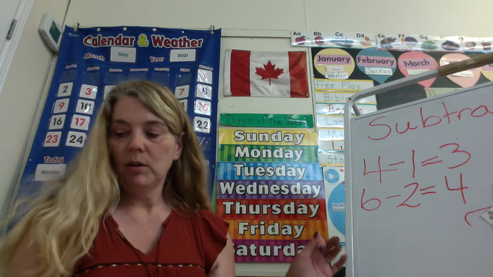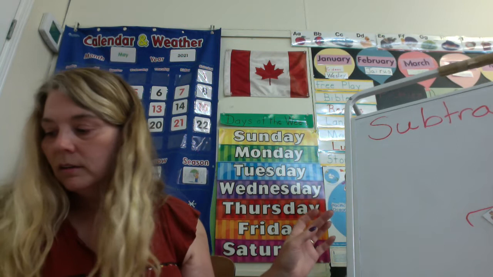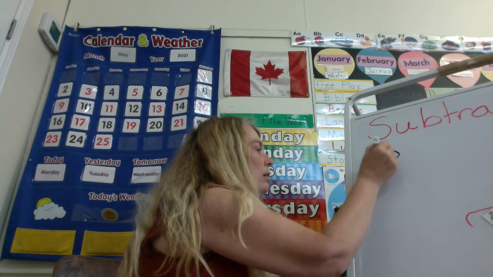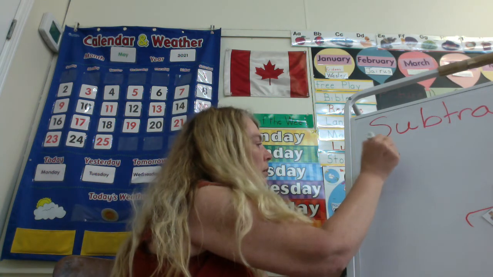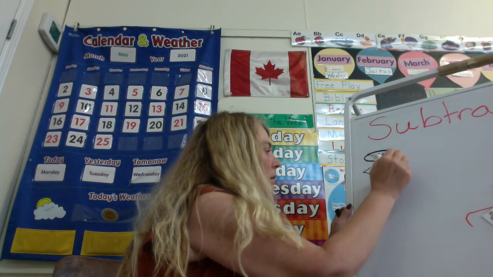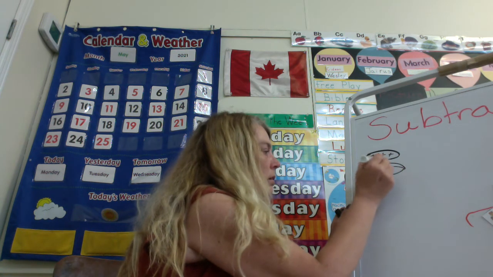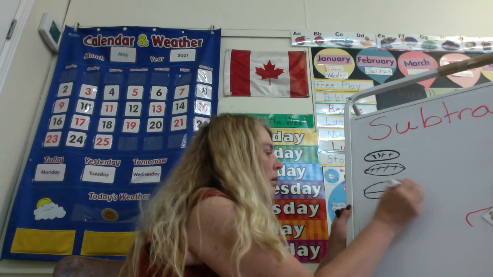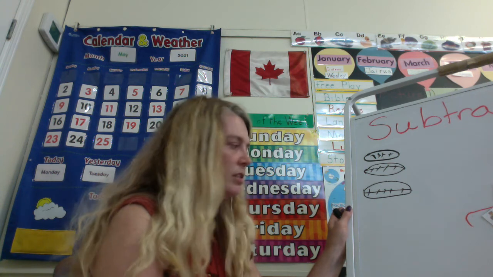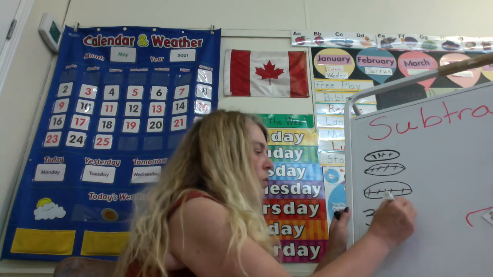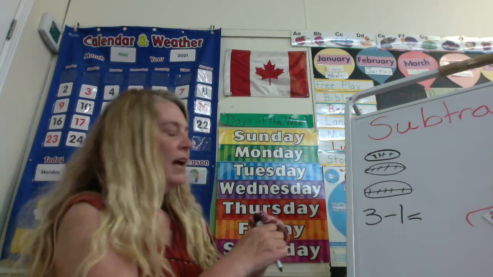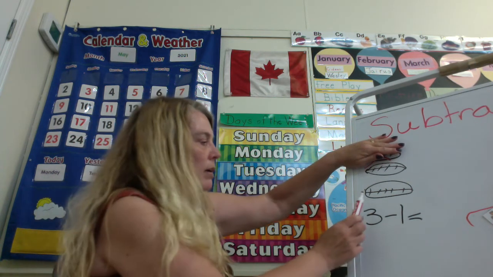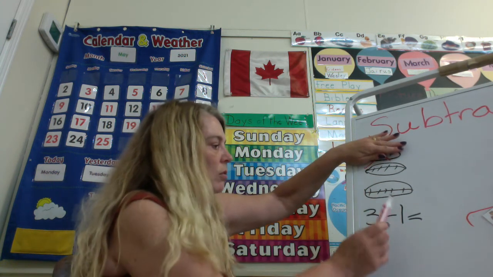We have 3 footballs. One football. Two footballs. Three footballs. And the question says 3 take away or subtract 1. What does it equal? So we had 3, and we're going to take away 1. So we'll cover it up. How many do we have left? 3 take away 1 equals 2.